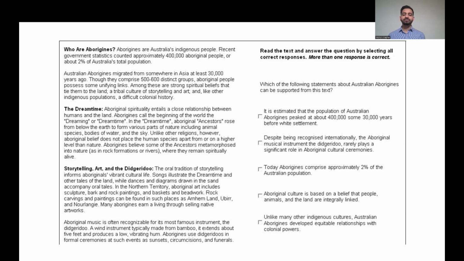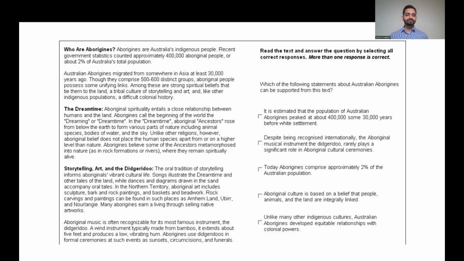And the fifth: unlike many other indigenous cultures, Australian Aborigines developed equitable relationships with colonial powers. So we have to see that as well, what their culture was when the colonial powers came into action, and whether they developed any relationships with the colonial powers. Okay, so those are the 5 statements that we have here, and we're going to start reading. So we're going to look at the text now.